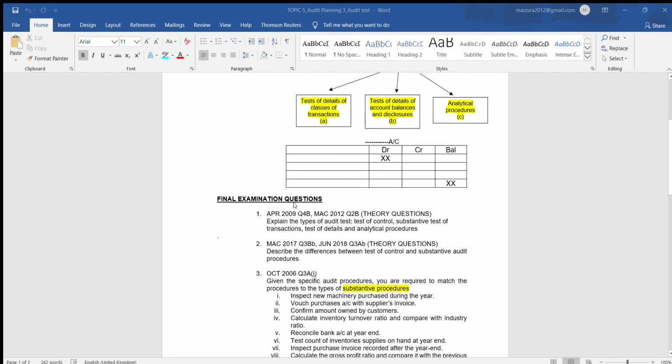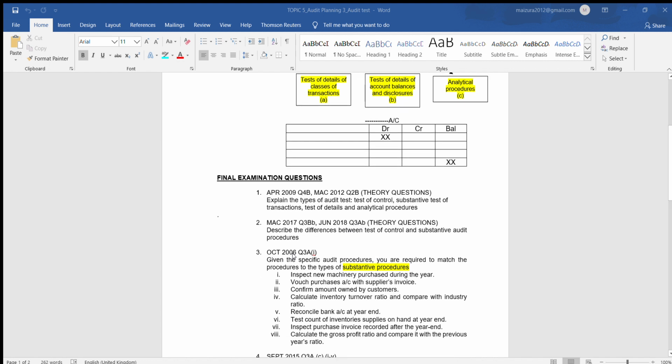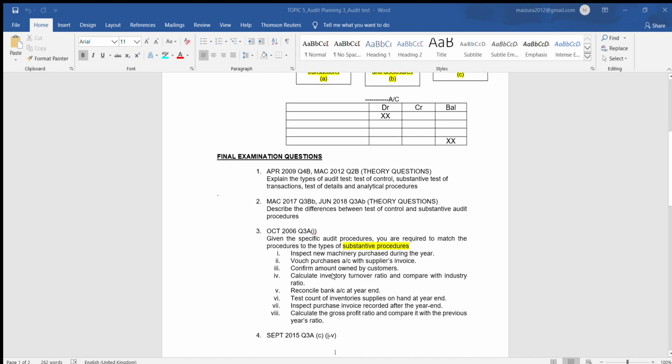Now, this is an extract from the workbook. There are a number of questions here, the first two being direct theory questions. Now, we're going to look at October 2006. Here, given to you are the audit procedures. This is what audit procedures is all about. When you look at the explanation of what an audit procedure is, it can also be used in audit tests. So we are using the audit test to do the procedures.